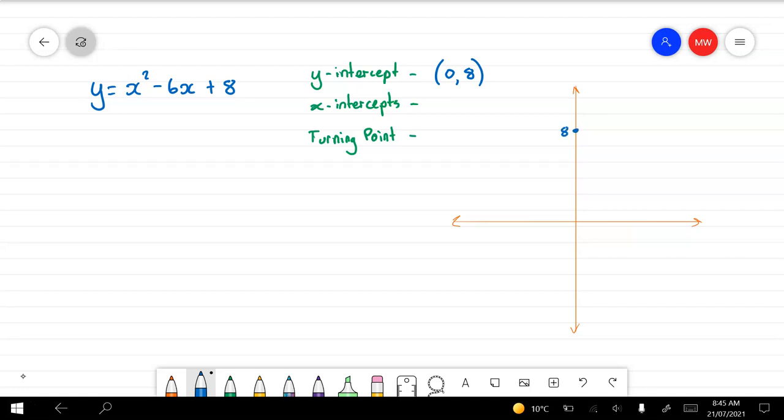Next, we need to find our x-intercepts. One of the ways of doing that is to use the null factor method. When we're finding the y-intercept, we said when x is 0, what is y? But when we're finding out what the x-intercepts are, we make y 0. So in this case, we're going to say 0 equals, and now I'm going to factorize the equation that's above. What are the factors of 8 that make 6? They are 4 and 2.